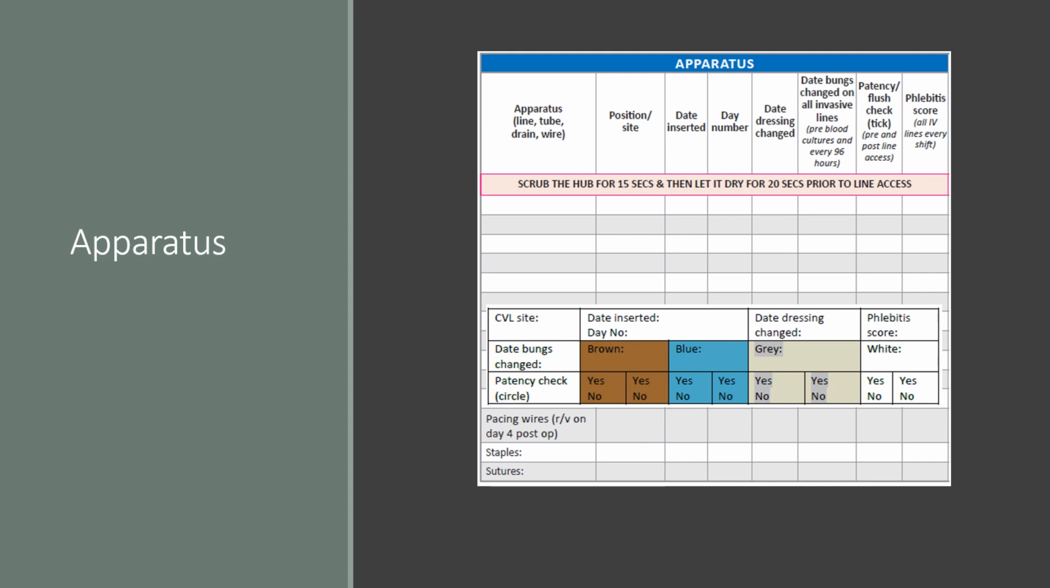Indwelling IV device CLAB, so central line associated bacteremias, are very common in ICU patients, and they can really set the patient back and be pretty devastating sources of sepsis. So this is obviously very essential management and care of our patients, given how many of them and how many devices patients have.